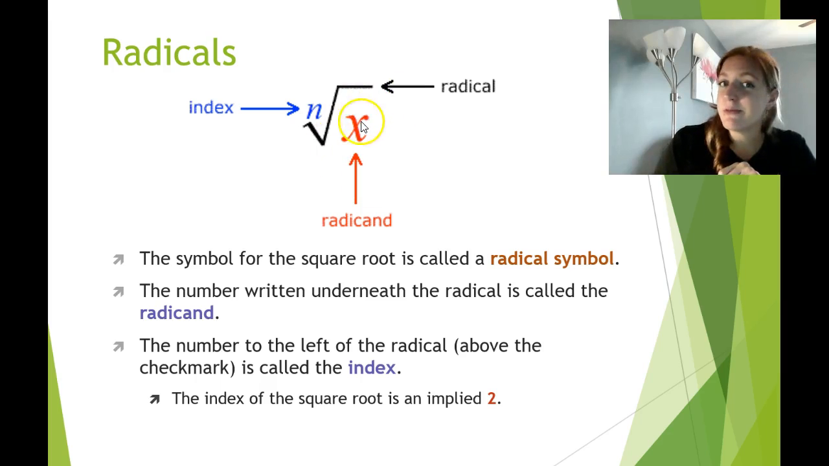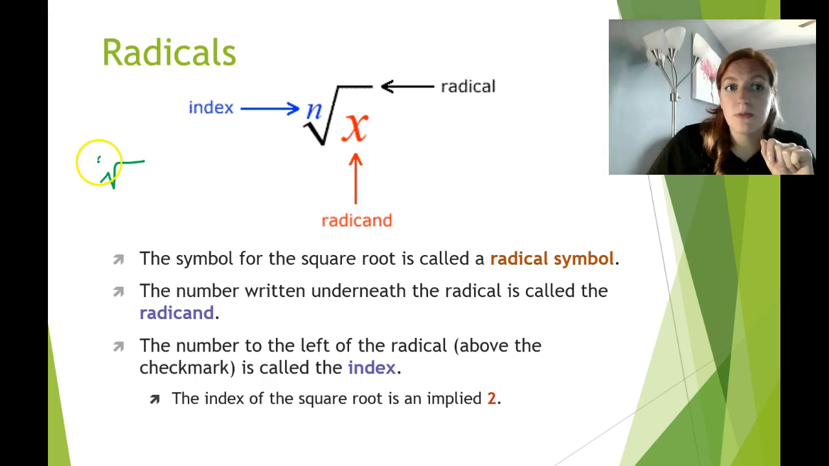But whatever's underneath, whether it's a number, expression, whatever it is, that will be called the radicand. And then you may or may not have a number above the check mark. Now, most of the time we'll just have the symbol that looks like this. This is actually the square root symbol. And there's actually an implied 2 above that root symbol, radical symbol.